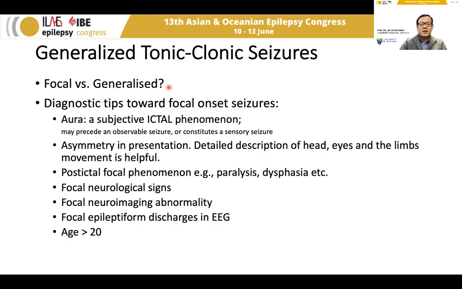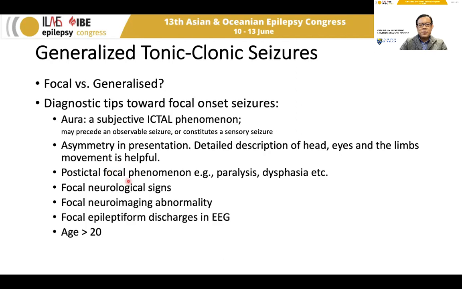And there are a few tips which will help us to decide whether this is more likely to be focal or not. The first one will be aura. So as we can see in the table just now, if someone has a non-motor onset or aura, then this is suggestive of focal seizures. If there is asymmetry in presentations, especially head and eye version or limb automatisms or asymmetric dystonia or hyperkinetic seizures, then they are also likely to be focal onset.